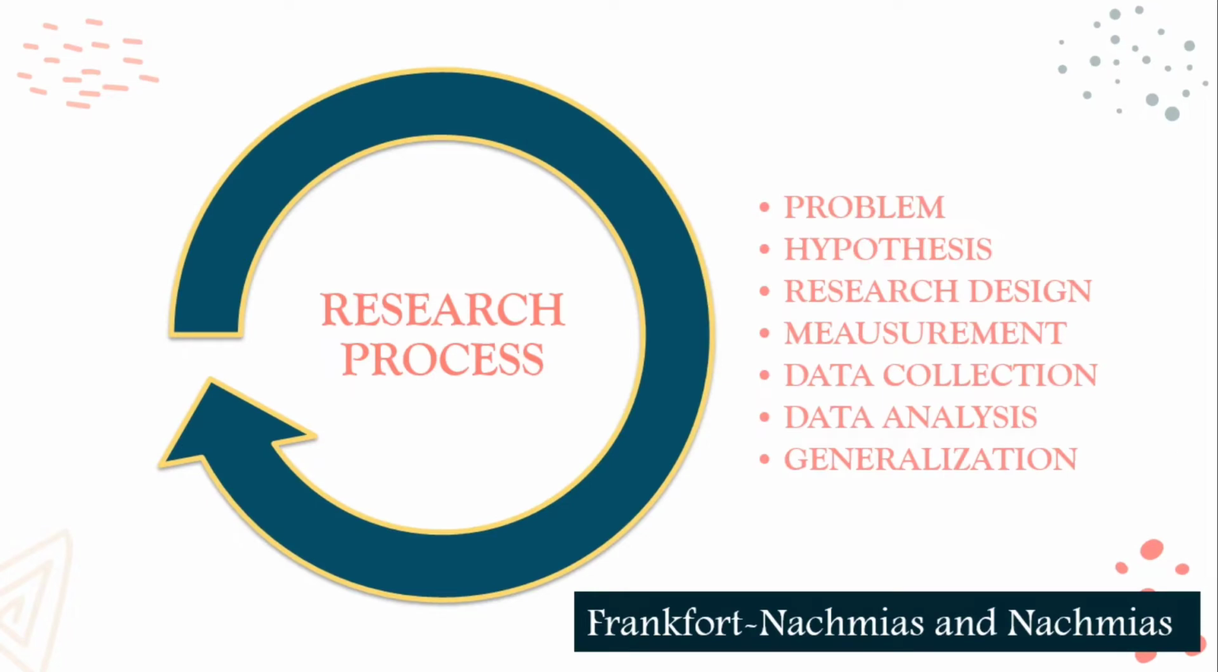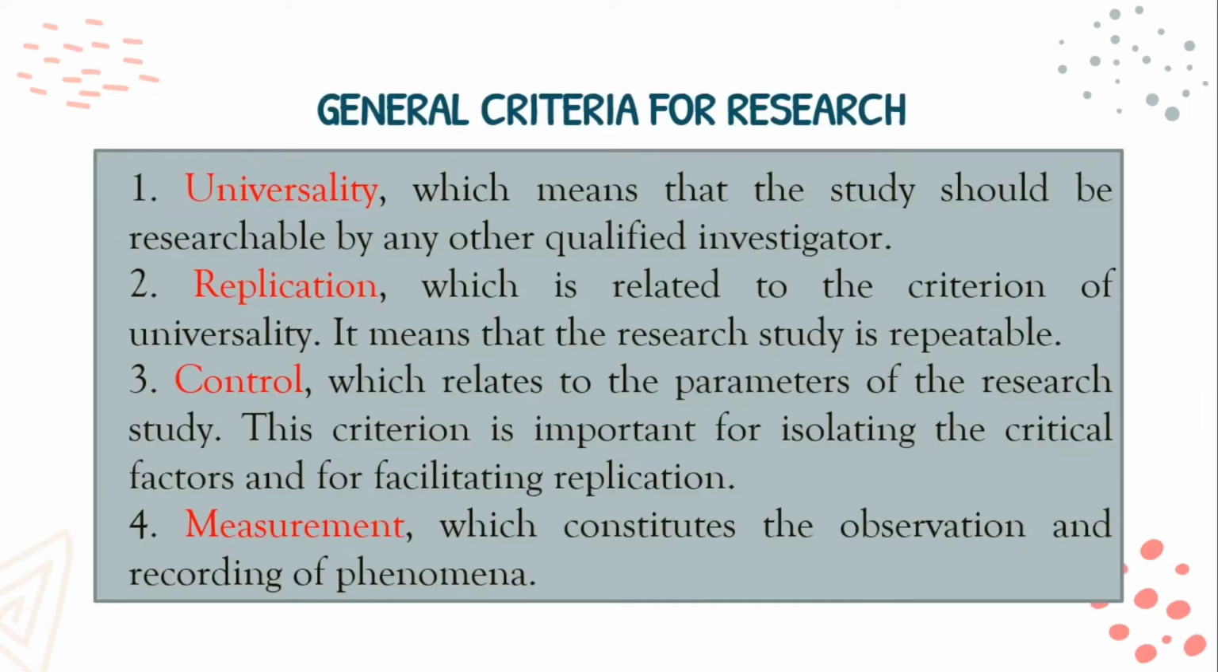There are 7 principal stages of the research process. First, we have problem, hypothesis, research design, measurement, data collection, data analysis, and generalization. There are 4 general criteria for research. The following are: universality, which means researchable. Second, we have replication, which means repeatable. Next, we have control. And the last one, we have measurement.